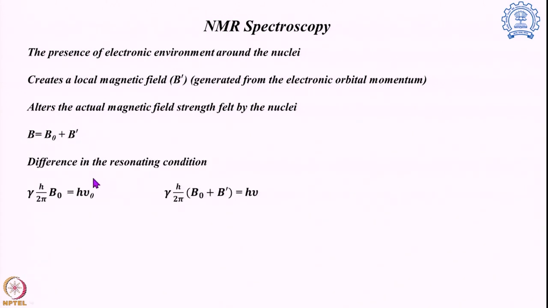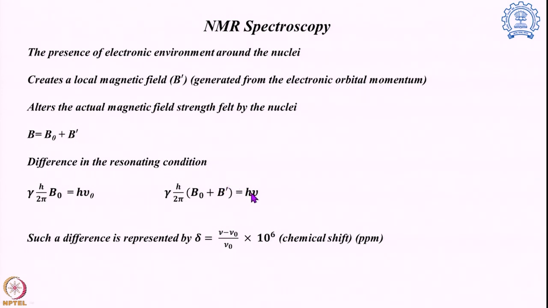So in a condition where there is almost negligible electronic effect, what do we expect? That the resonating condition will be met with gamma into h by 2 pi B0, because B0 is the magnetic field they are experiencing, and that can be resonated with h nu 0. Nu 0 is the condition where it matches the energy gap created by this magnetic field B0. However, in a molecule, the presence of the electronic environment creates an additional magnetic field which gives us this value B dash. So altogether, the actual magnetic field the molecule is experiencing is B0 plus B dash. And if we now want to resonate, that cannot happen at h nu 0. It needs a totally different value, which is given by nu. So this will be the new resonating condition to balance the presence of this extra local magnetic field.